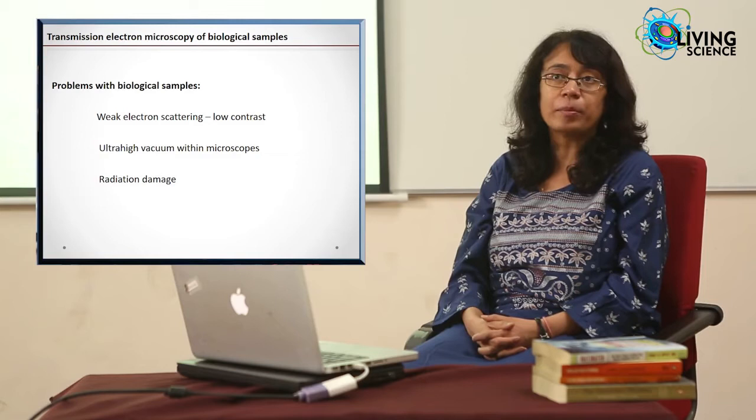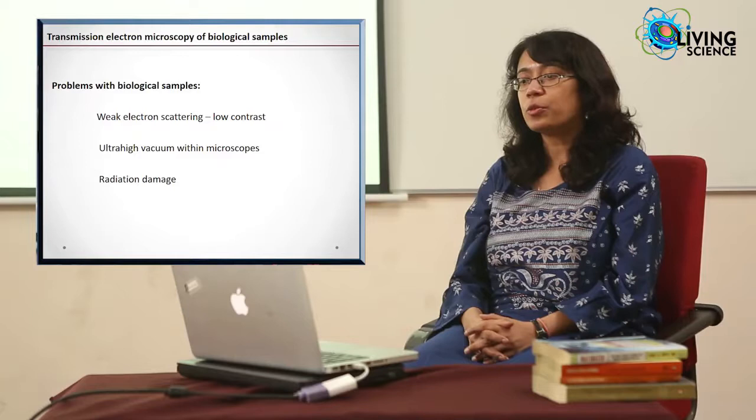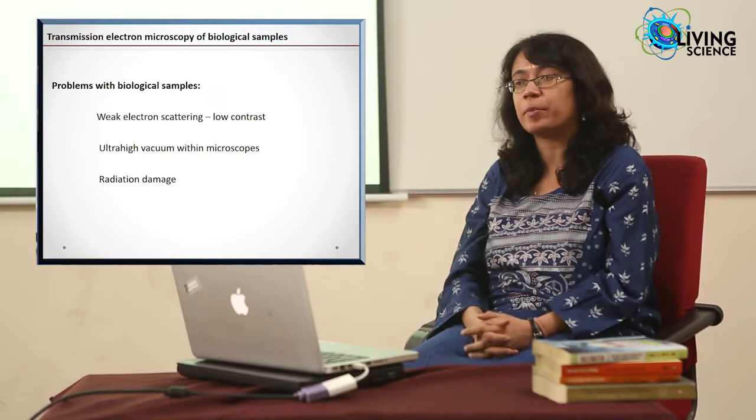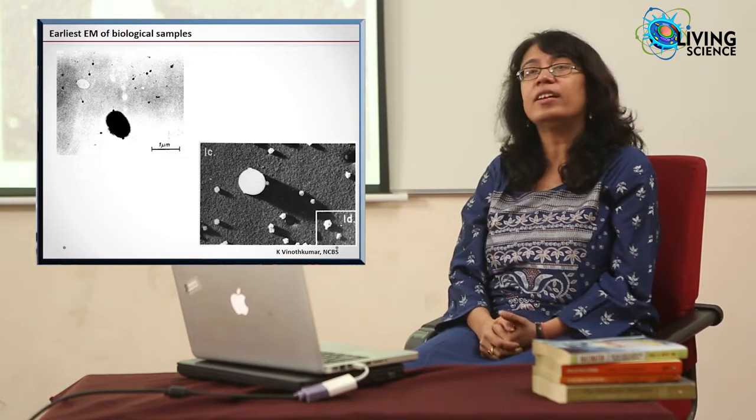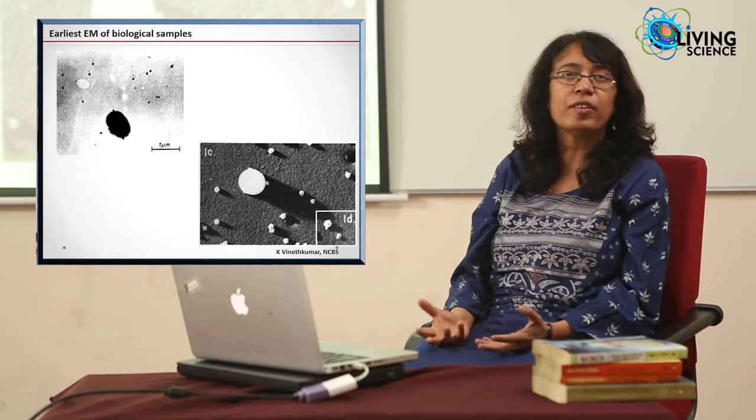Additionally, biological samples are very prone to radiation damage. And also, for biological samples to sustain themselves at the ultra-high vacuum which exists within electron microscopes is also very difficult. So we're talking about a challenging problem, how to combine electron microscopy with biological samples and visualize them at high contrast. So you can see these are some of the earliest electron microscopy images of biological samples. These are virus particles, but all that you can say is that these are spherical or hexagonal particles without being able to tell any detail.